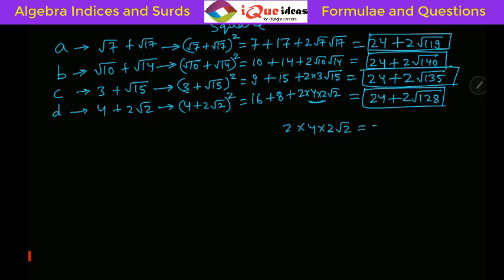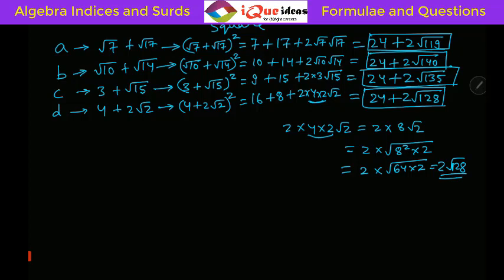This is actually 2 into 4 into 2 is 8 root 2. This 8 goes inside the square root, so it becomes 2 into root of 8 square into 2, which is 2 into square root of 8 square is 64 into 2, that is 128. So it is 2 root 128. All right, this is how we got this 2 root 128. Now, these are the squares. These are the square numbers. Look at them carefully.